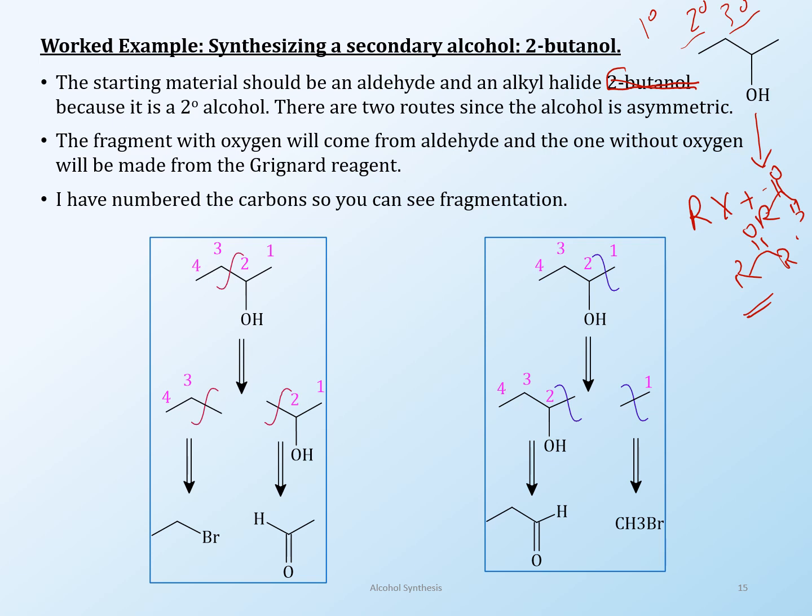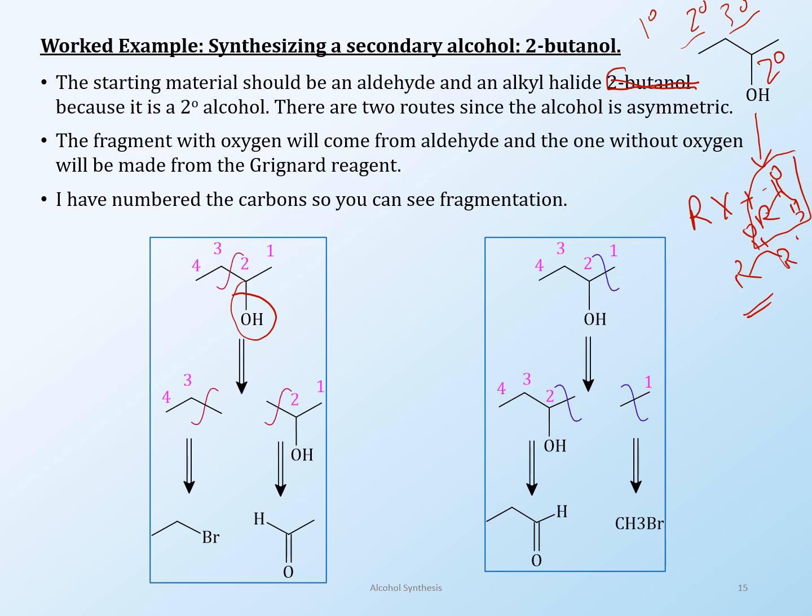So here we have a secondary alcohol. Because we have a secondary alcohol, we're going to use an aldehyde. Now, what I've shown you here in these two boxes is how you fragment your carbons. Remember, you're forming a carbon-carbon bond during Grignard synthesis, which means that you're going to fragment a carbon-carbon bond. But where do you break the bond? You always break it near the alcohol. Wherever the alcohol is, that's where your carbonyl is going to be.